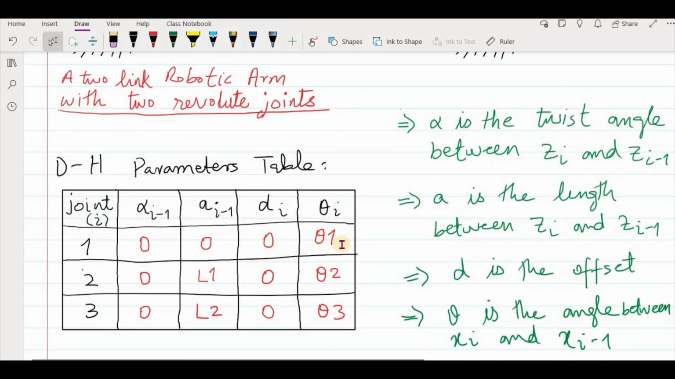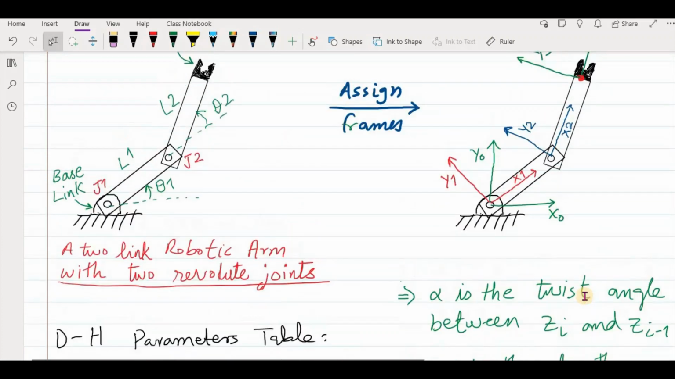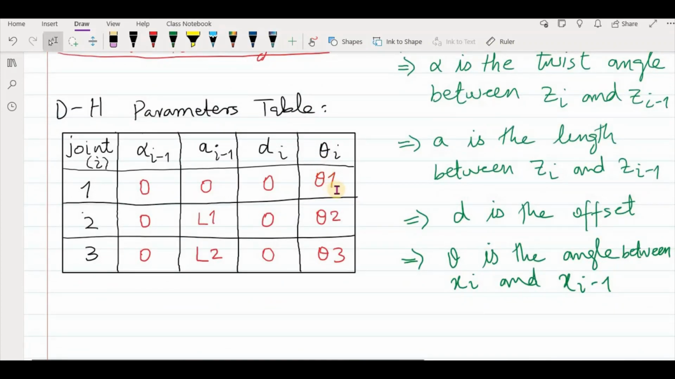Now let's talk about the fourth DH parameter, which is theta. What is theta? Theta is the angle between xi and xi minus 1. In this case, that is x1 and x0. The angle between them is theta 1. Okay, so we put the value theta 1 here. So now we have found the DH parameters of your frame 1, or joint 1.